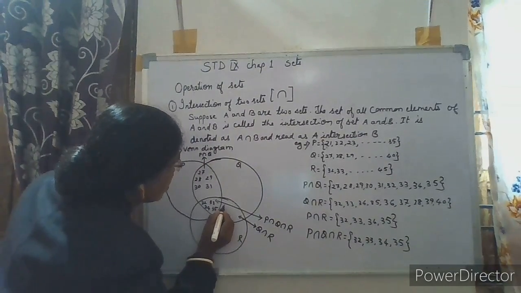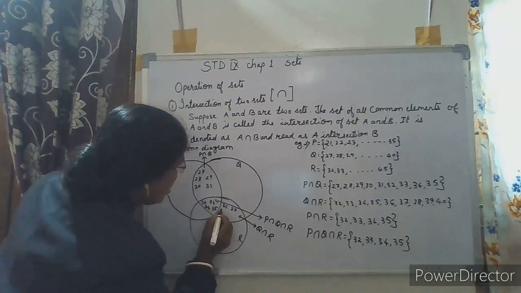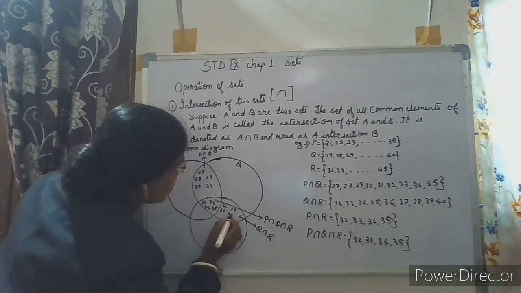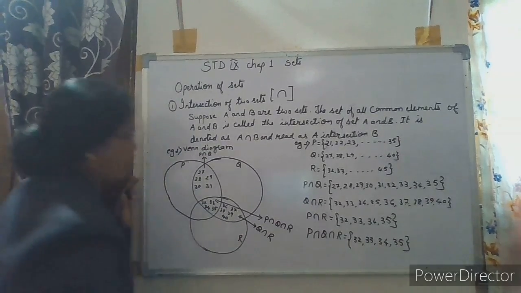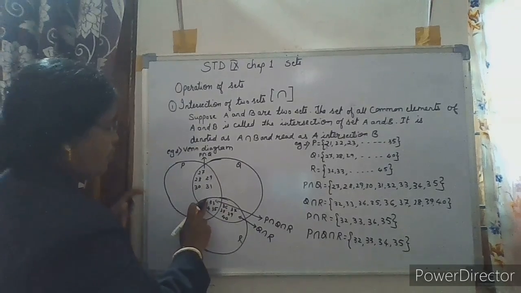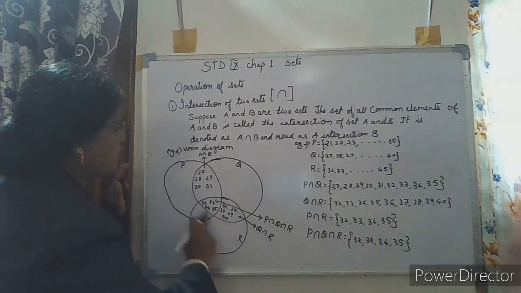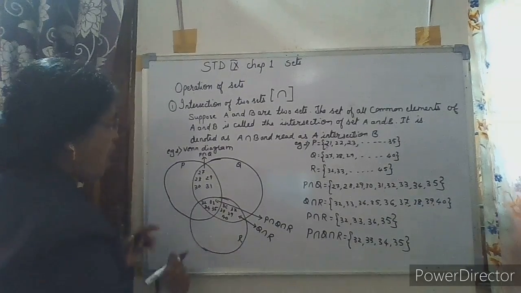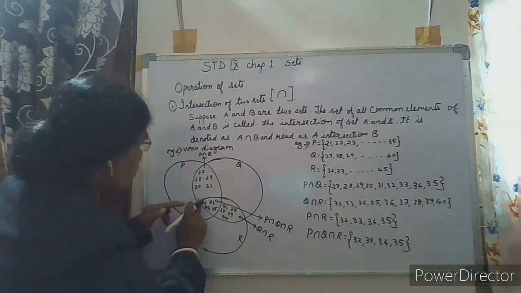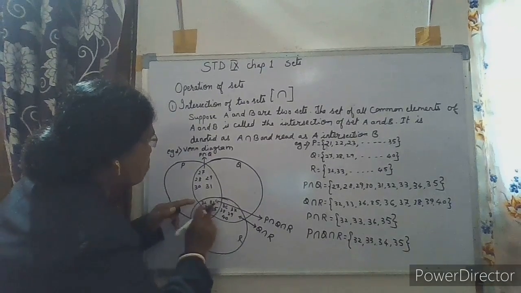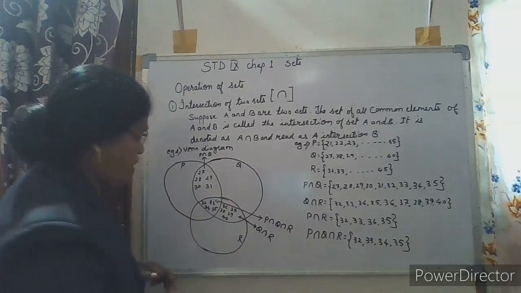So it is 36, 37, 38, 39, 40. Now we have Q intersection R. This full part is Q intersection R containing elements 32 to 40. Only this mid particular part is P intersection Q intersection R.